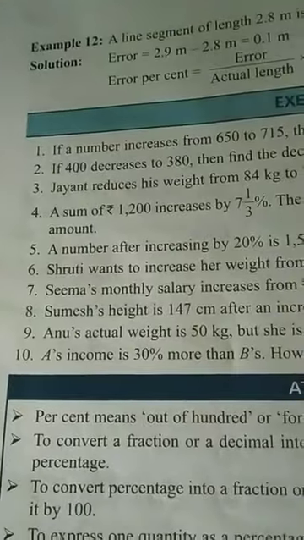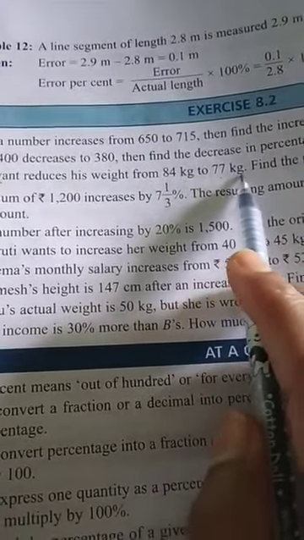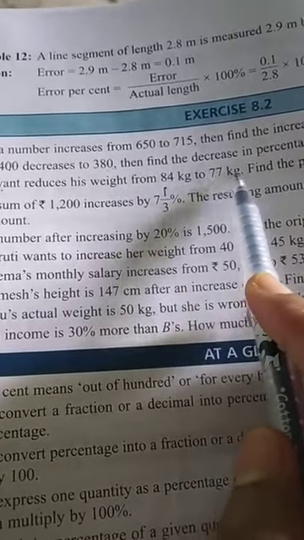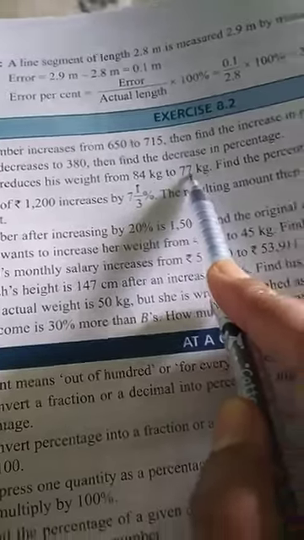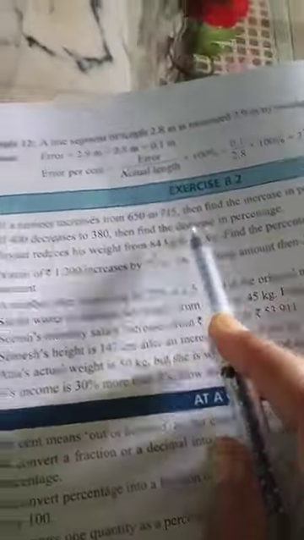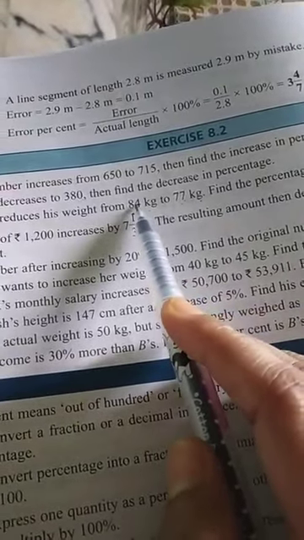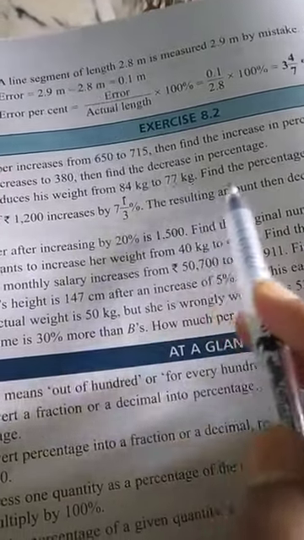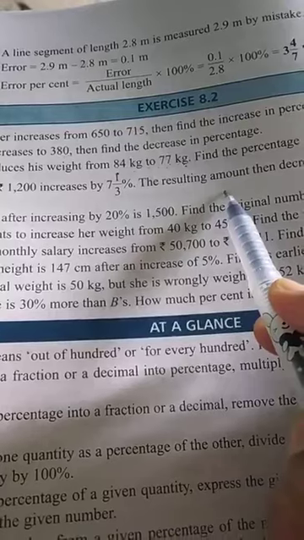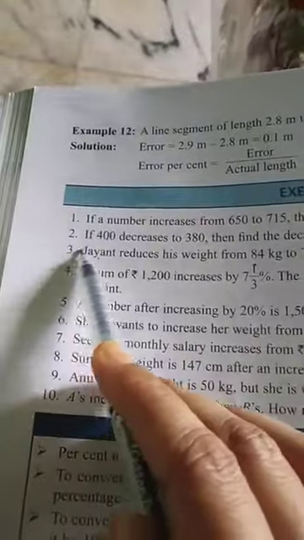Okay, next question is, Jayant reduces his weight from 84 kg to 77 kg. Means his original weight was 84 kg, but it reduced to 77 kg. This is the original value, this is the new value. Find the percentage of reduction. Reduction means decrease percentage, you have to find out. Similarly, same like this question number 2, you have to do this. Decrease in percentage. How much decrease? Decrease value first you will find out. 84 minus 77, that would be the decrease value, and then do the same way: decrease value up, in the denominator write down the original value, into 100 percentage. Okay, so this is your homework, question number 3.